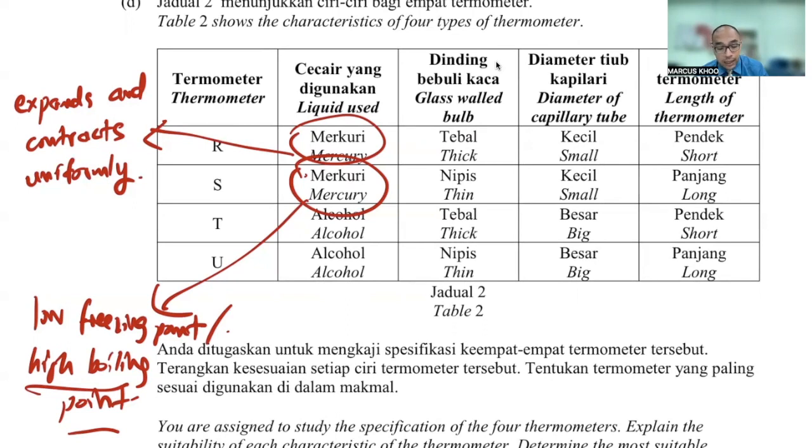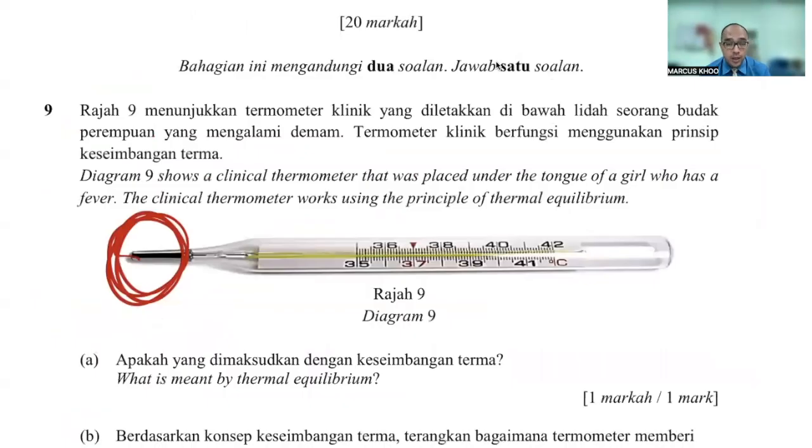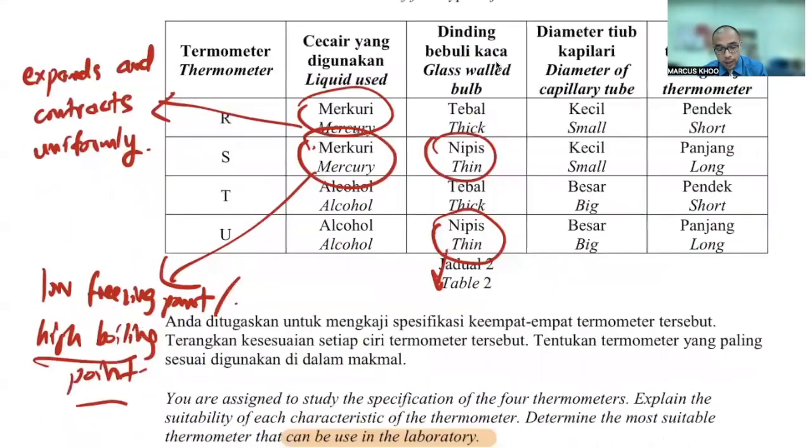Now, the glass wall bulb, the diameter of the capillary tube, and the length of the thermometer all talk about the sensitivity of the thermometer. So we want a thin glass wall bulb. The wall bulb is this one. Okay, this is the glass wall bulb. We want this particular bulb to have a thin wall so that it can detect the heat easily. If it's very thick, it is hard to determine. So you want it to be sensitive to heat change.